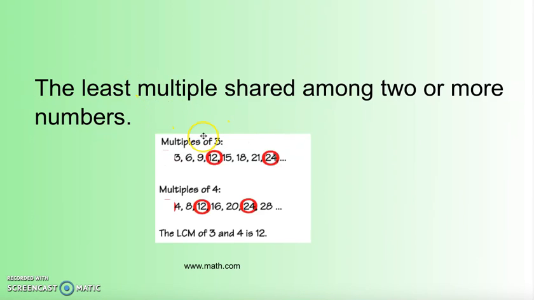So for instance, here's the multiples of 3. 3 times 1 is 3, 3 times 2 is 6, 3 times 3 is 9, 3 times 4 is 12, etc. And then multiples of 4 are 4 times 1 is 4, times 2 is 8, times 3 is 12, etc. And do you notice, there are two multiples that are listed that they share. However, we're looking for the least, the smallest one that they share, and the smallest one is 12. And so their least common multiple for 3 and 4 is 12.